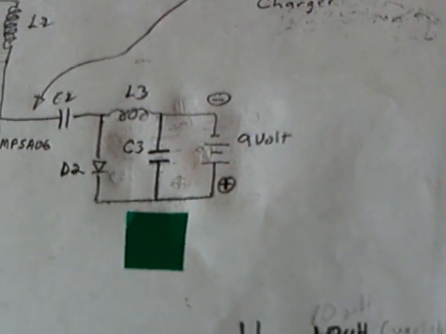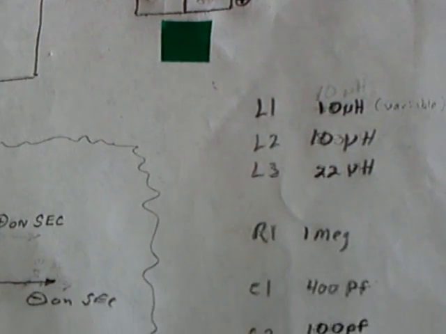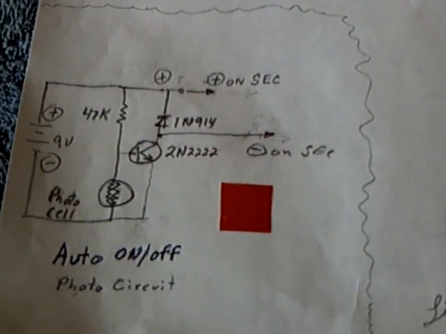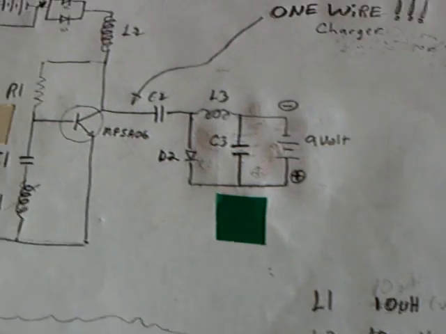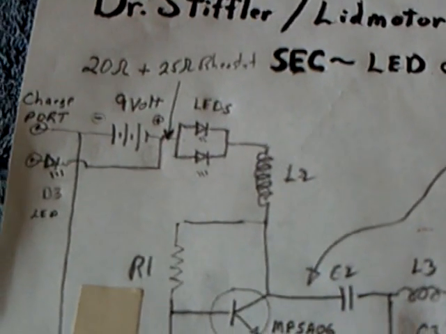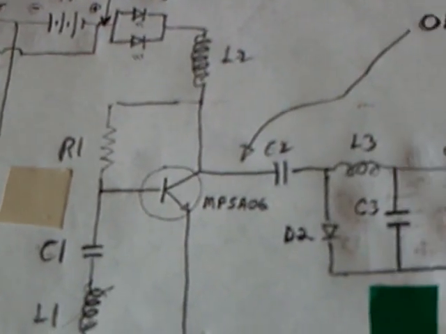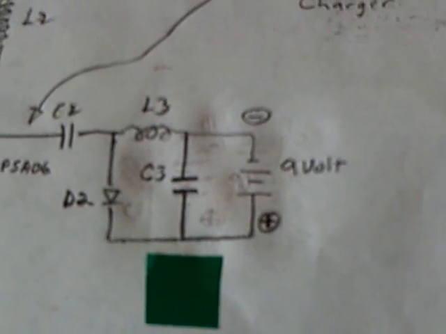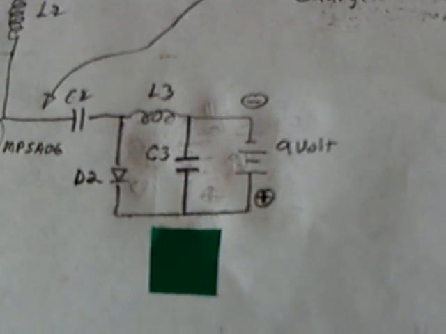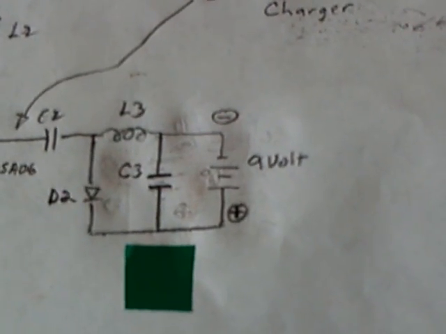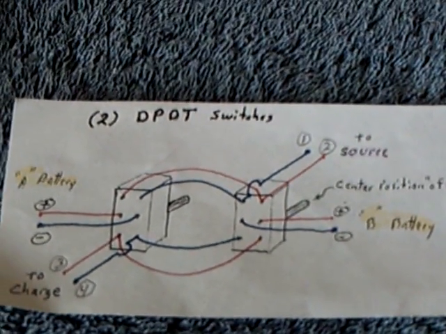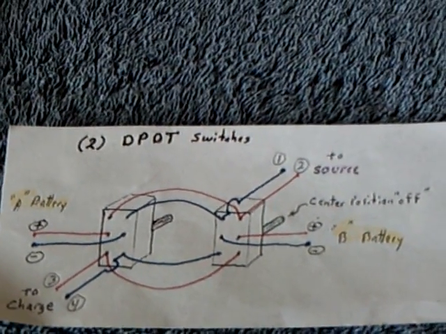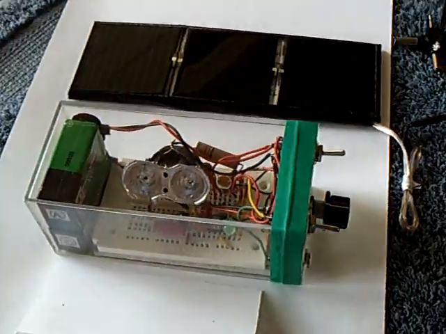It's a one wire charger. The green is labeled with my display here, and the red is the on-off photo circuit, and there's a parts list for the whole thing. And the white part over here is Dr. Stiffler's SEC exciter circuit, and over here is the one wire charging circuit that's based on what he told me how to do it. I changed things around a little bit, and this over here is the switch diagram for turning the switches back and forth. And that's Fringe right there.